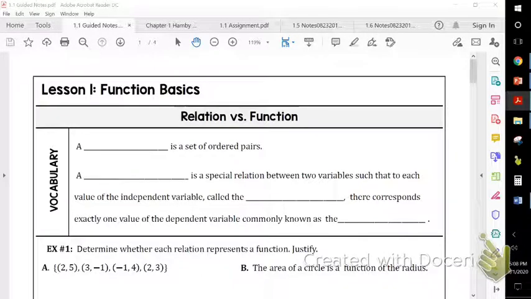Hey guys, so we're going to go ahead and do our first lesson in our first unit, and it's lesson 1, which is function basics. And so first it's a little vocabulary, and it's where we're talking about a relation versus a function.